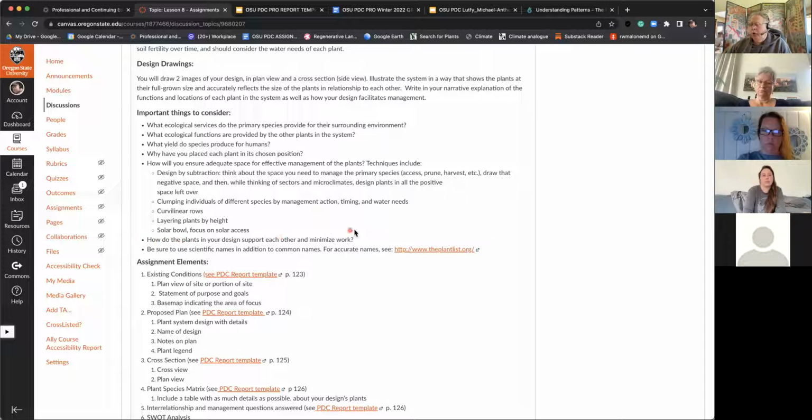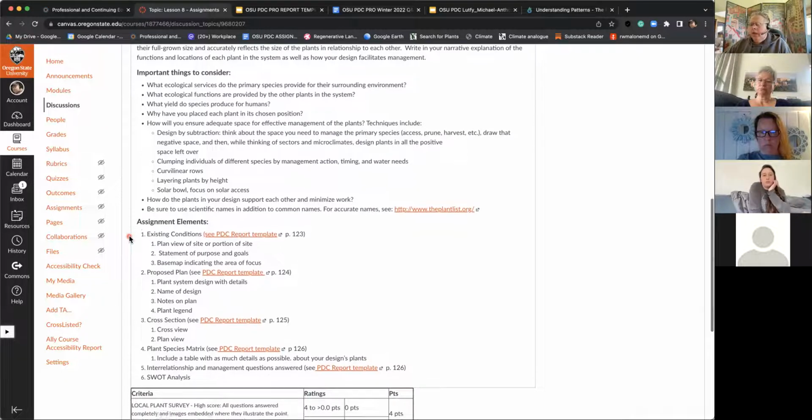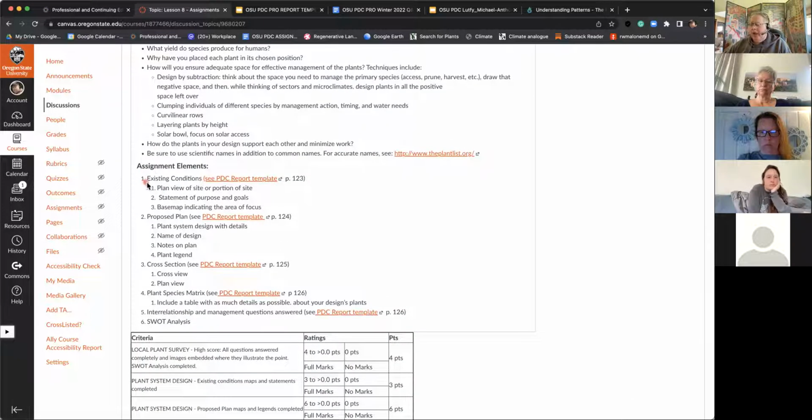And how do they support one another? That's almost a silly question, because plants inherently want to be with others, right? They don't like to be off on their own. And then again, we want to be careful. We include both botanical and common names. So we're going to have different elements here. We're going to have existing conditions. So really that's basically your base map, right? What's going on at this moment, then what you're proposing.